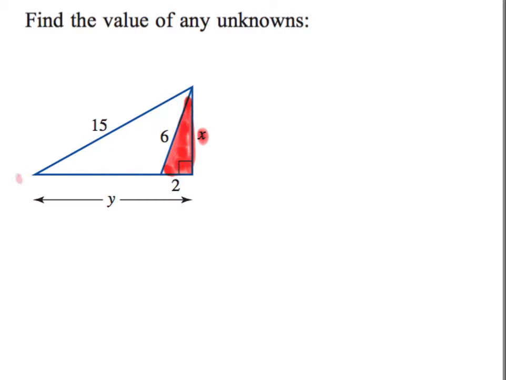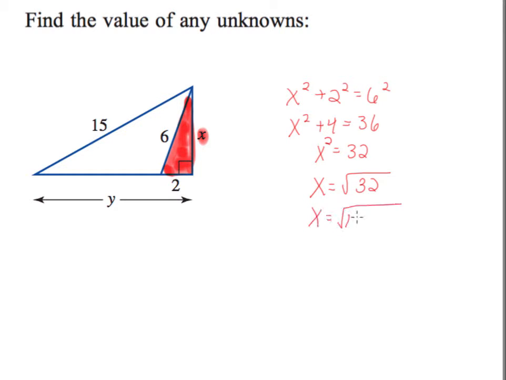In this case, I want to look at this red triangle, and x is a leg, so I have x squared plus 2 squared equals 6 squared. Using algebra to solve for x, we figure out that for this triangle, x is equal to the square root of 32, but the square root of 32 breaks down to the square root of 16 times 2, which is 4 times the square root of 2.